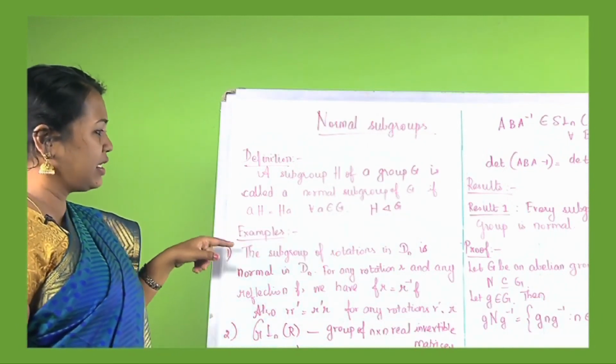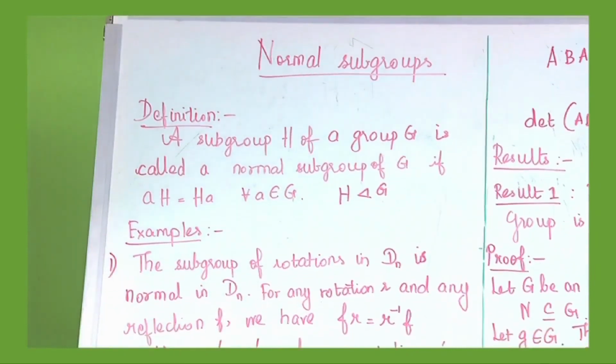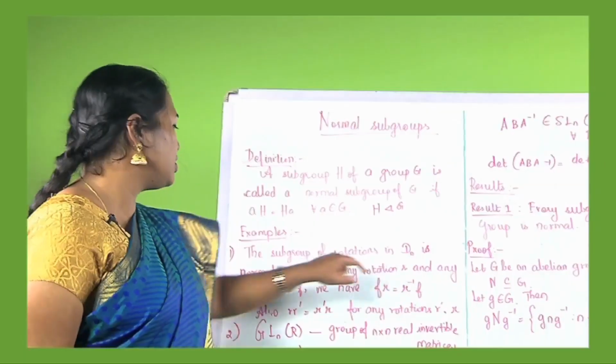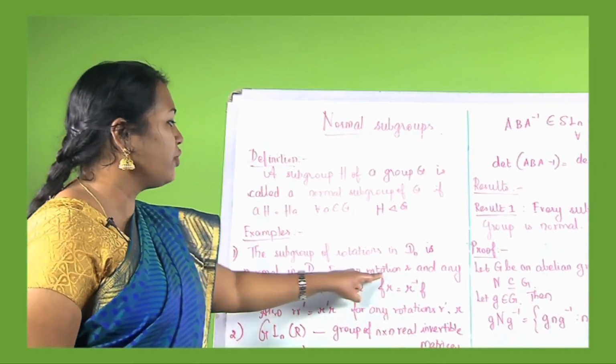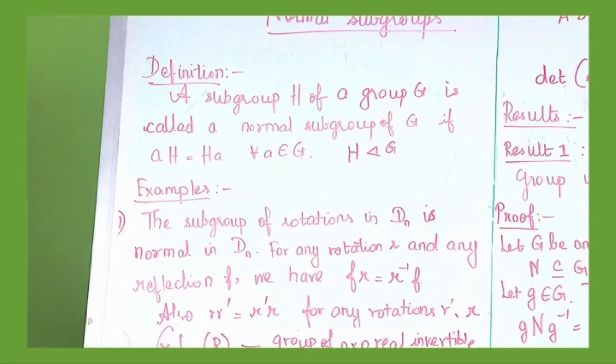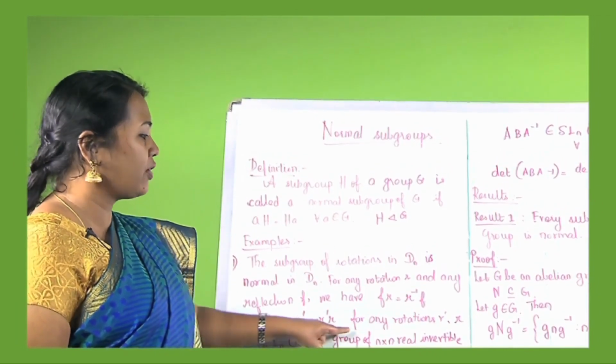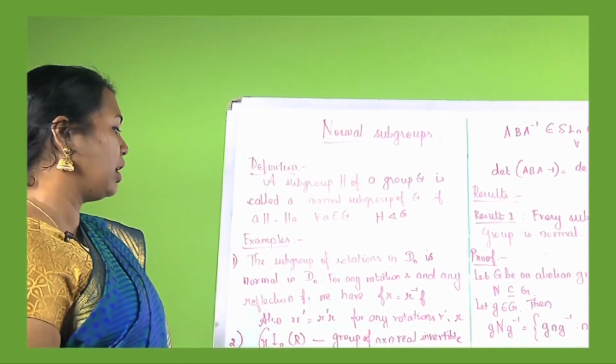Some of the examples here are: number 1, the subgroup of rotations in the set of all rotations Dn is normal in Dn. For any rotation R and any reflection F, we have F times R is equal to R inverse F, and also R' R is equal to R R' for any rotations R', R.